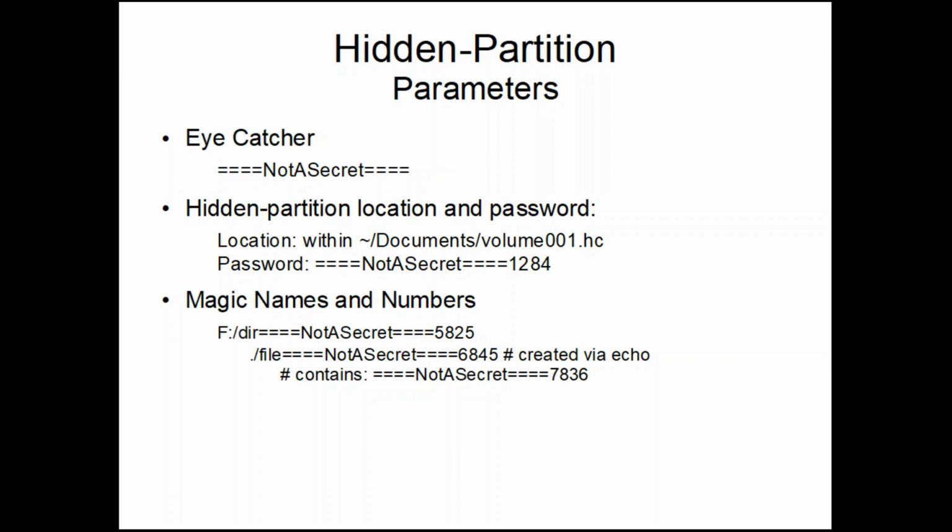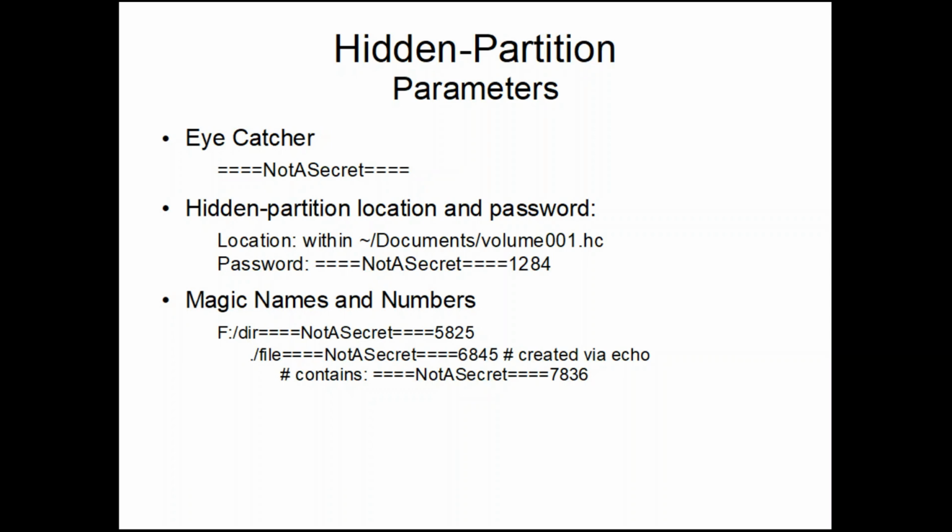The location of this hidden partition is actually going to be within the encrypted file that I created in the previous step. And it's going to have a completely different password than what the regular encrypted file had for that partition that was done in the previous step. That different password is what will trigger, when it gets opened and mounted, whether it's going to go into this one or go into the other partition.